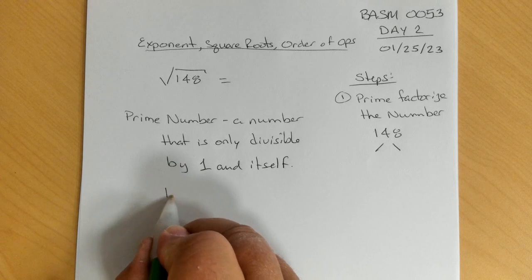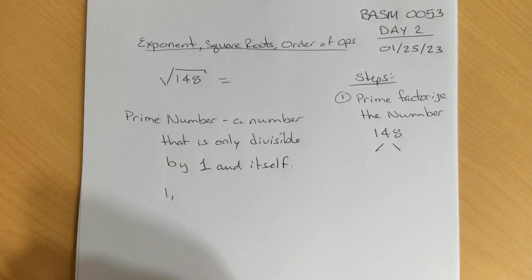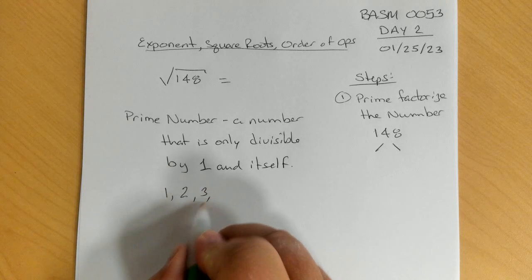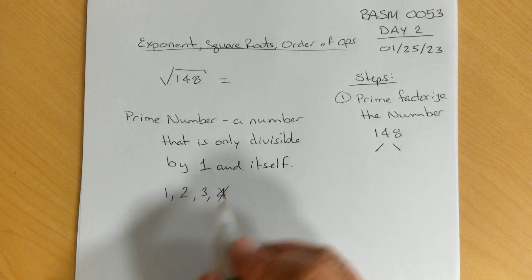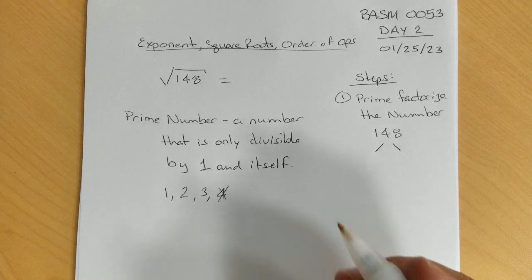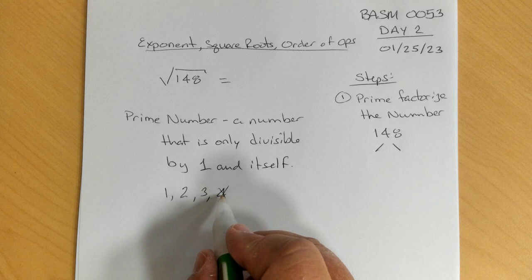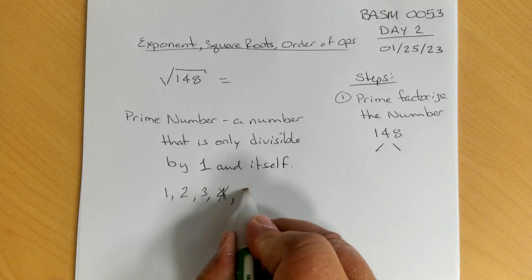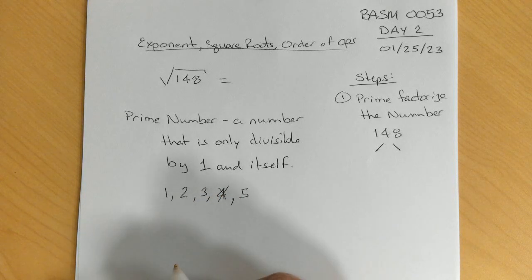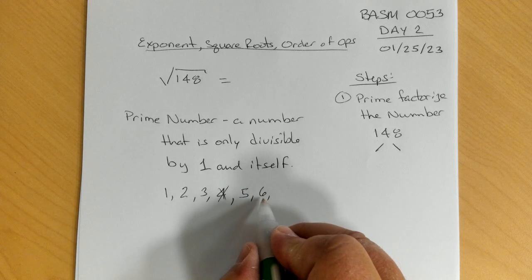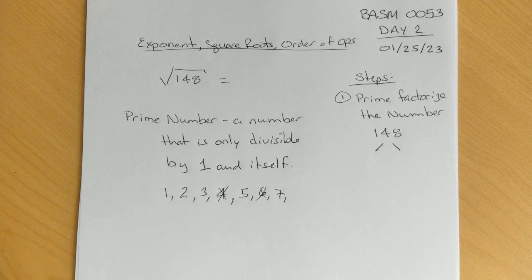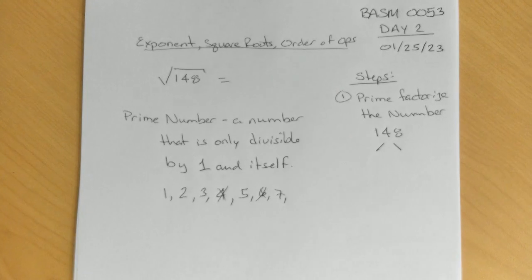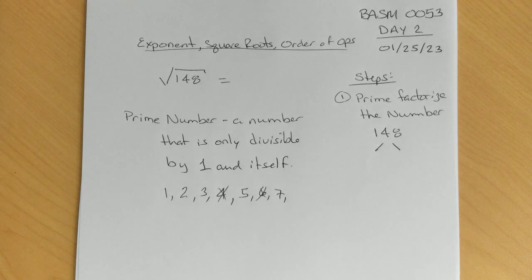For example, is one a prime number? Is two a prime number? Is three a prime number? Is four? No, because it's made up of two times two also. It's made up of one times four and two times two. How about five? Yes. Six? No. Seven? Yes. So you see the concept. We want to break it down to the smallest numbers that can't be broken down any further.